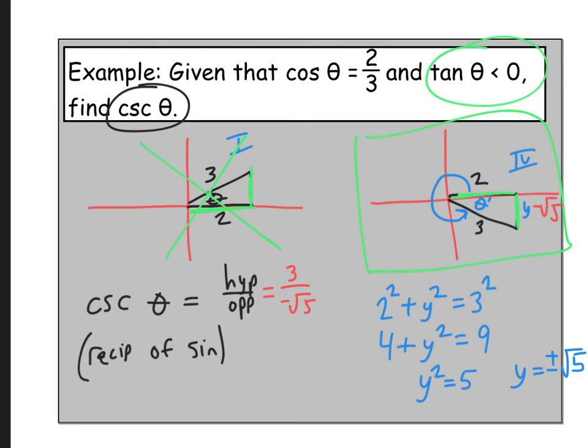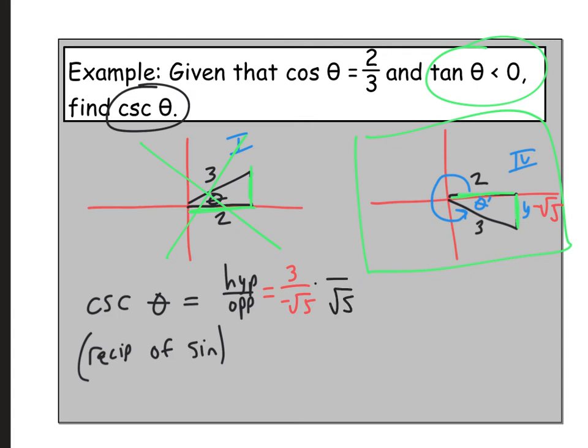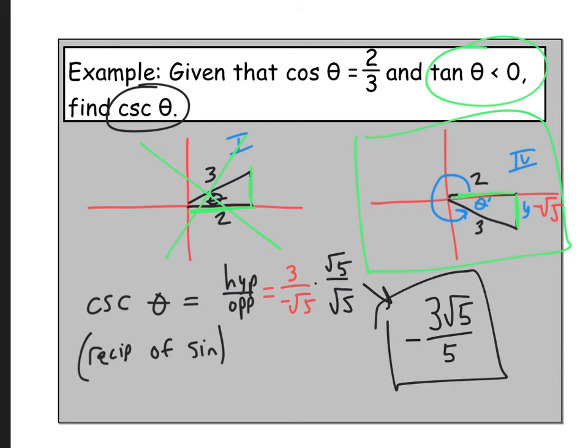Now we do need to rationalize that. We can never leave square roots in the denominator. It's a big no-no. Really bad. So we can multiply top and bottom by square root of 5 and get our final answer of 3 root 5 over 5, and the entire thing is a negative value. That would be the cosecant of the angle that met the conditions.